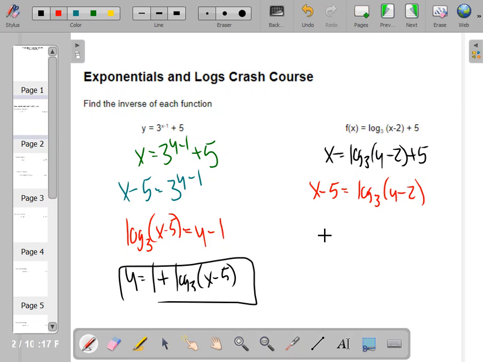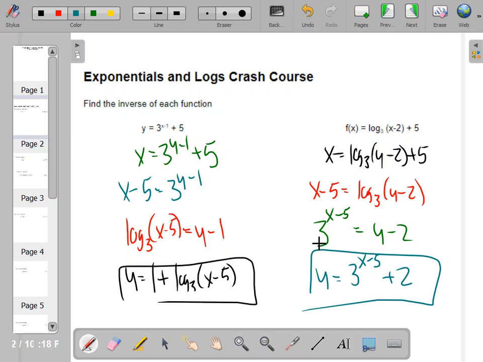And then we can rewrite it as an exponent. So if you have a log that's base 3, now it's a base 3 exponent. 3 to the x minus 5 equals y minus 2. And kind of similarly over here, last step, you need to add 2. So 3 to the x minus 5 plus 2. Now you have the inverse. Here's your original, here's your inverse. So flip x and y, and then solve for y.